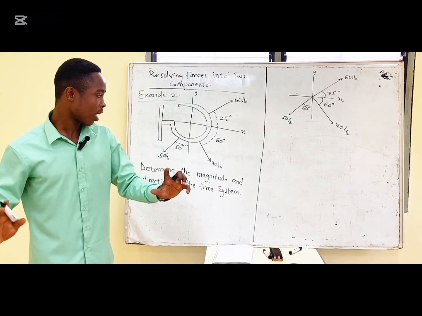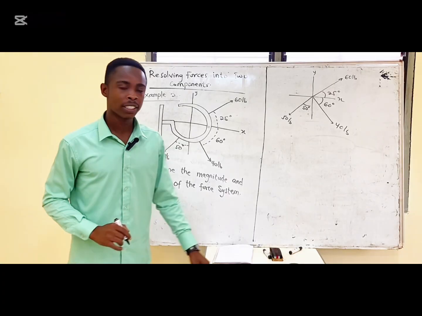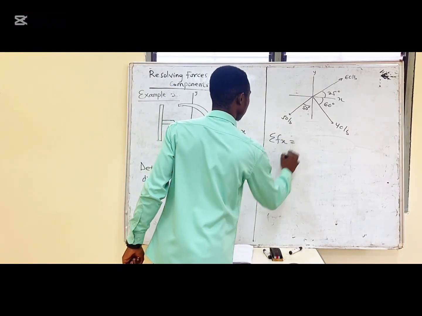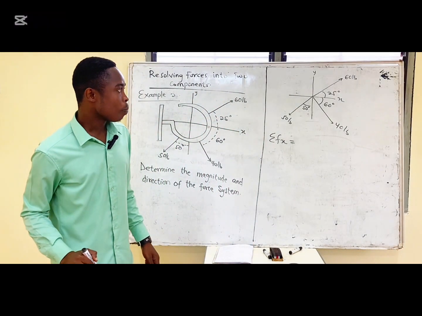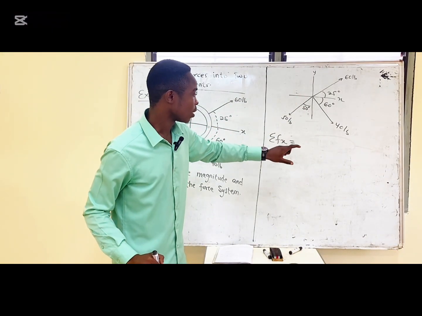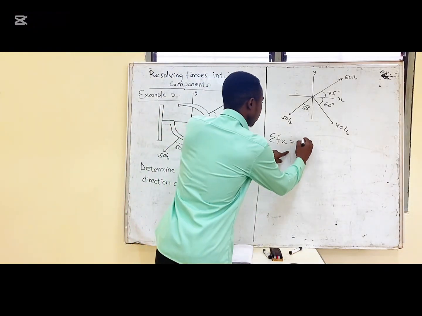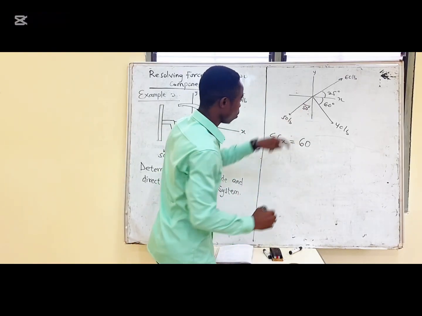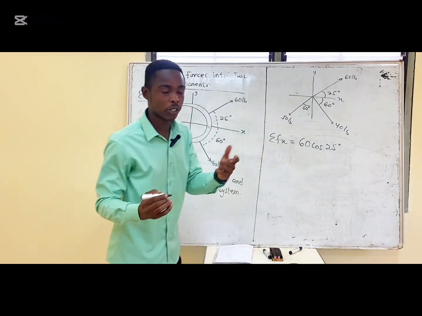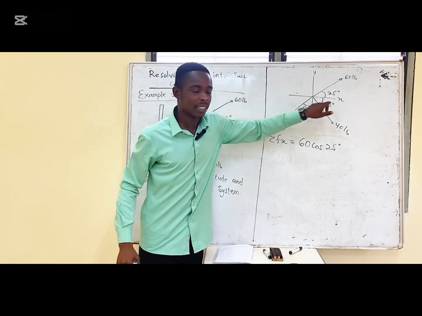Now, we have to find the total sum of x components of the forces and the total sum of y components of these forces. So, sum of x components. Whenever we pick a particular force, we resolve it to the x component and we put it here. Let's start from the 60-pound force. So we have 60 cos 25 degrees. Why cos? Because 25 degrees is adjacent to the x-axis.